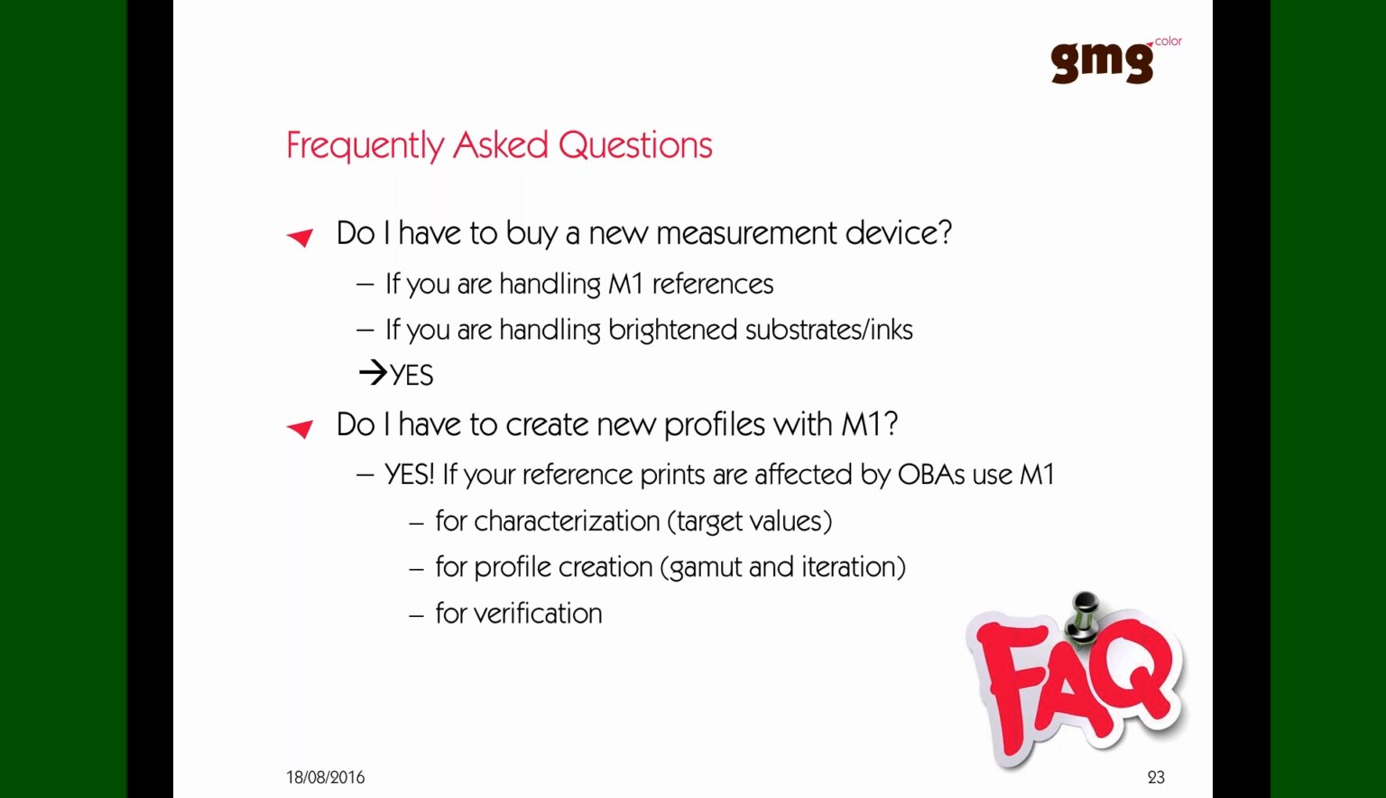And then M1 should be used for creating the characterization data, so the target values for profile creation on your proofing device, for example, and also for verification, for example, of the media wedges, if you want to create a proof.